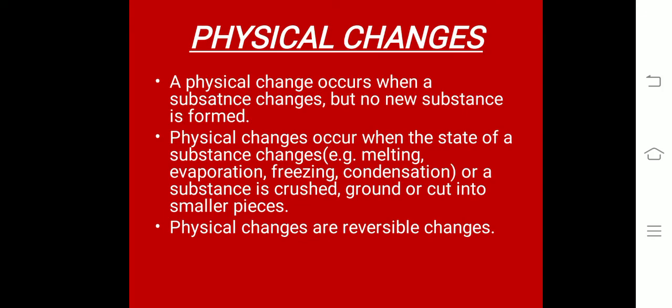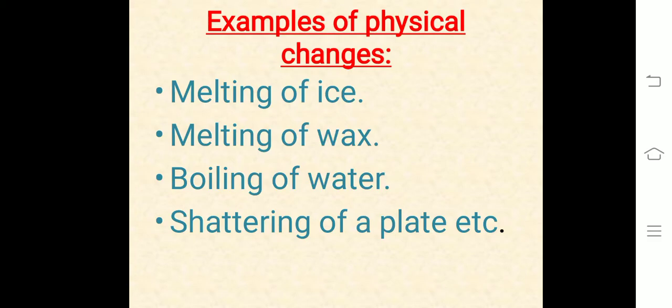At last, this is a small topic: physical and chemical changes. Physical changes occur when a substance changes but no new substance is formed. Physical changes occur when the state of a substance changes. For example, when a substance melts, evaporates, freezes, or condenses, or a substance is crushed, ground, or cut into smaller pieces. Therefore, we can say that physical changes are reversible changes. For example, melting of ice, melting of wax, boiling of water, shattering of a plate, etc.